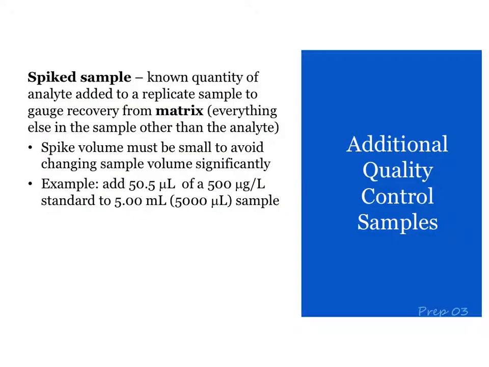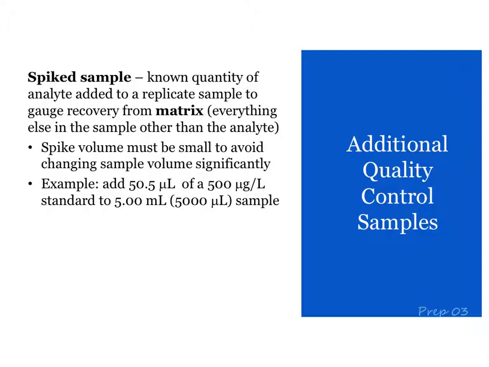We can also work to guarantee the validity of our results by spiking replicate samples with a known quantity of analyte. This allows us to see how much of the analyte we're able to read back on the instrument. If we're not reading back a significant amount, then we know that we need to troubleshoot our sample prep, our analysis, or both. The volume of the spike added needs to be small so that we don't change the analyte concentration in the sample significantly.